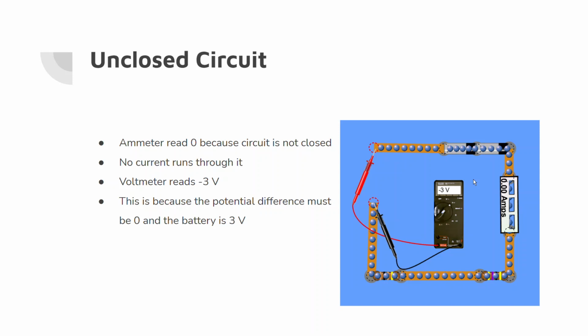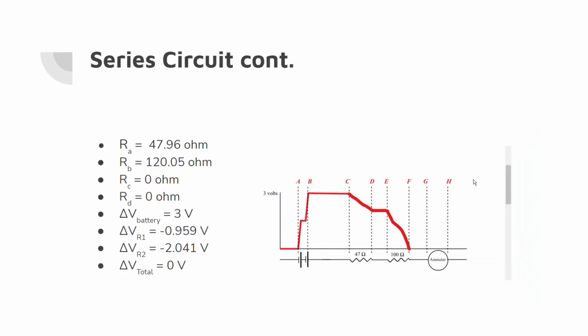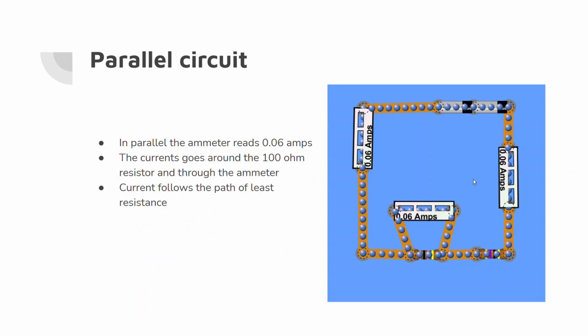Now this unclosed circuit is going to read 0 on the ammeter because no current runs through it. The voltmeter, however, will read -3 volts because the potential difference must sum to 0 and the battery produces 3 volts. Therefore, -3 is needed to make it 0. And then I recorded the resistance for the 47 ohm resistor, the 100 ohm resistor, the wire, and the battery, and the potential differences between those as well. And then I have a graph on the right.